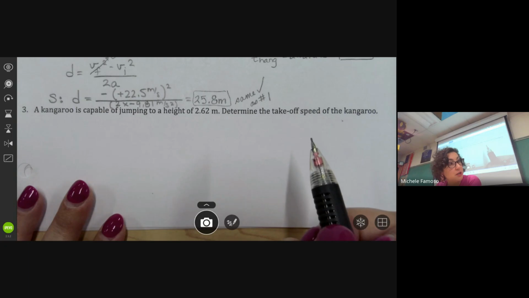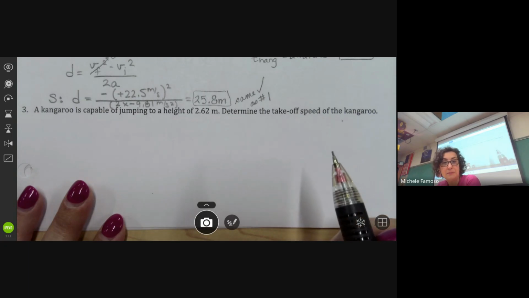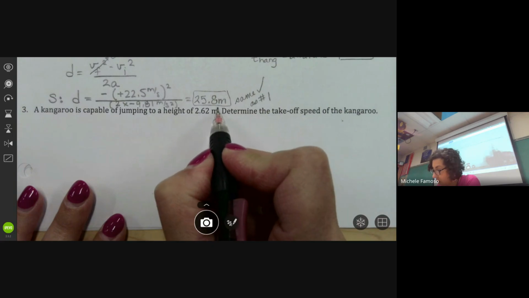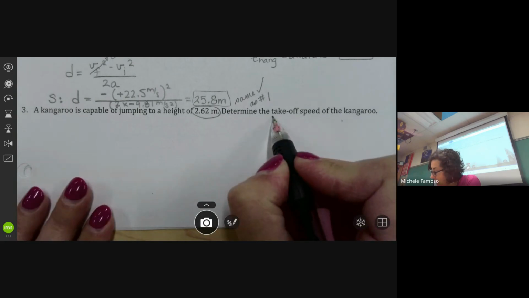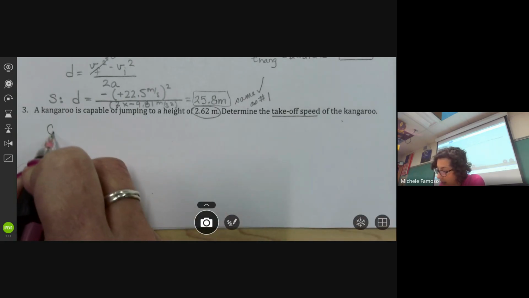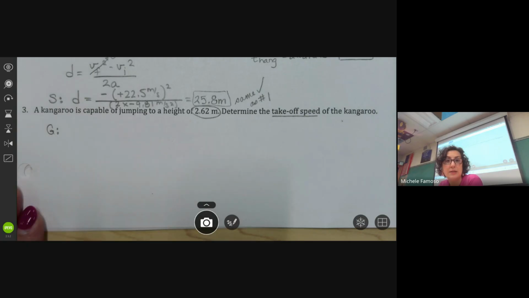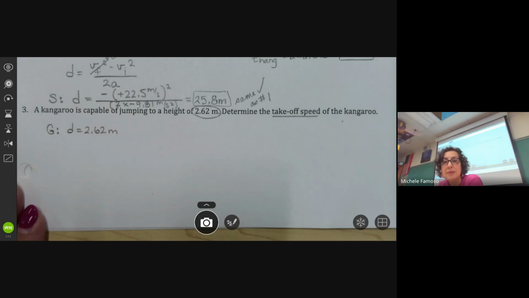So what are we going to circle here, Chaudhry, as a given? What can I circle? 2.62 as distance. So we're going to circle 2.62 meters. Devin, what should I check off that or underline? Takeoff speed. All right. So let's go ahead and now start listing givens. Nikolai, a given, please. D equals 2.62 meters. Yep, that's right. Alex, something else?